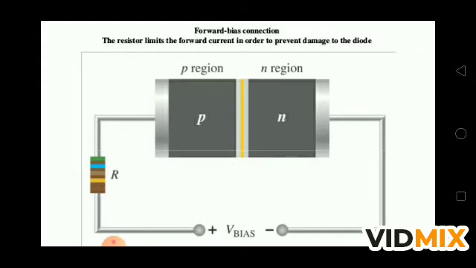Also here we are seeing in the diagram that this resistance prevents more current from flowing in the PN junction. A forward bias connection is very easy to understand. If you connect the P with the positive of the battery and the N with the negative of the battery, this is the forward bias connection. The function of this resistor is to limit the forward current in order to prevent damage to the diode. If more current flows, there will be more heating and it can damage the diode. So the resistor is added here to limit the forward current and prevent damage to the diode.